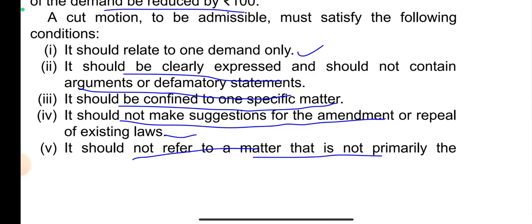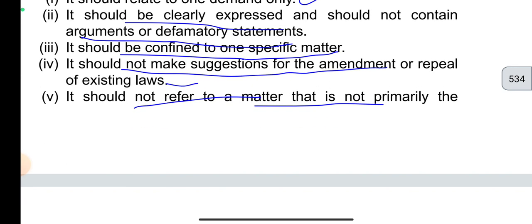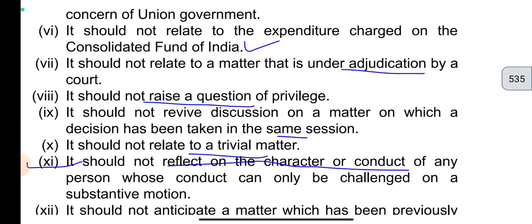A cut motion to be admissible must satisfy the following conditions. It should relate to one demand only. It should be clearly expressed and should not contain arguments or defamatory statements. It should be confined to one specific matter. It should not make suggestions for the amendment or repeal of existing laws. It should not refer to a matter that is not primarily the concern of Union government.